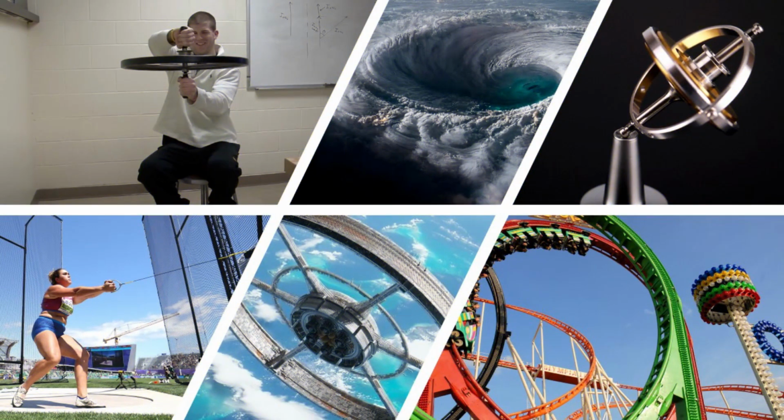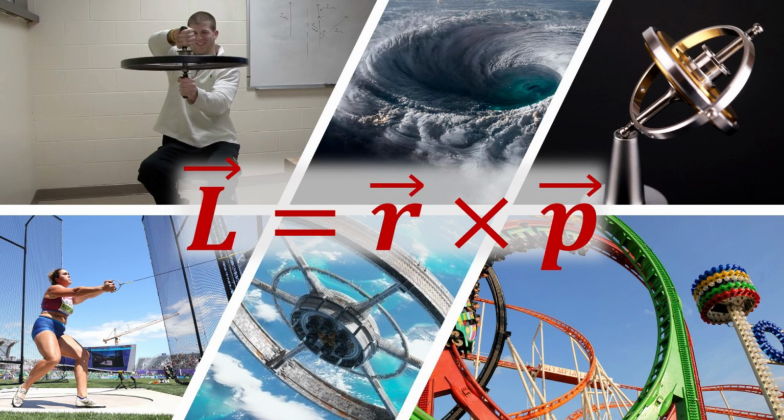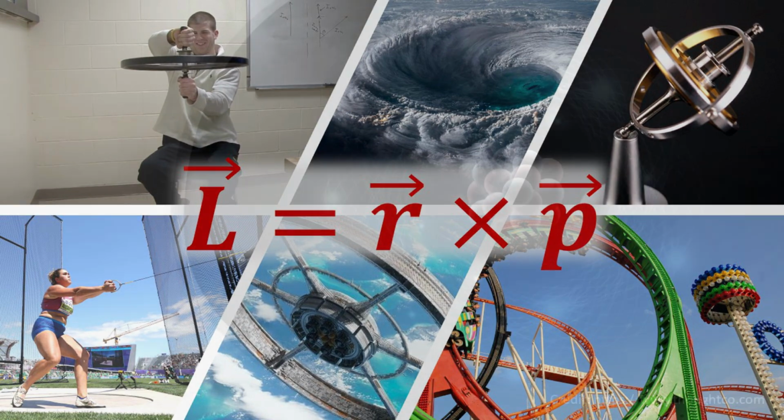Angular momentum is the rotational analog of linear momentum, and we see it in action in many phenomena, as we discussed extensively in our previous video. Angular momentum is an important physical quantity because it is a conserved quantity. For a point mass, it is classically defined as the cross product between its position vector with its linear momentum.